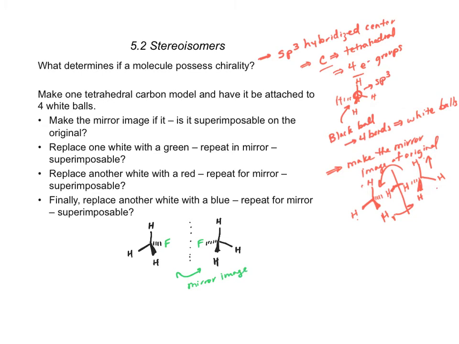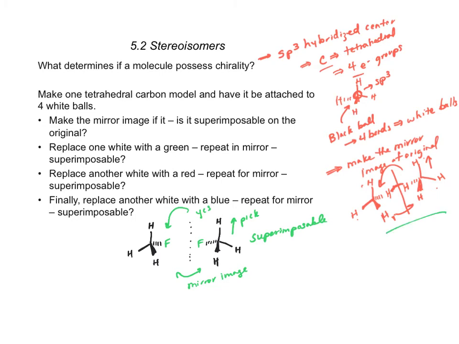Again, I would do this with the model kit like we did in class. So now the question is, if we pick this up and we rotate it, can we plop it down on here and get the same molecule? And the answer to that is yes. There's some rotation involved, but you can pick this up, rotate it, and superimpose it on the original. So this is still superimposable. These guys are still the same molecule.